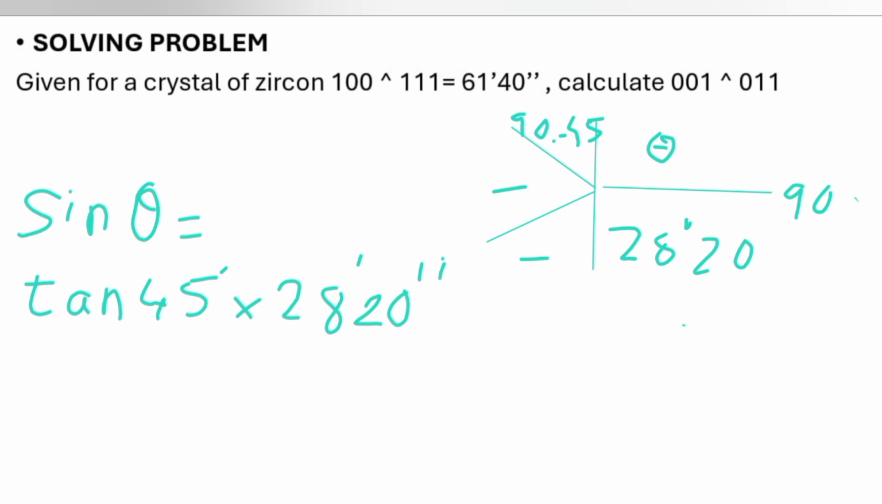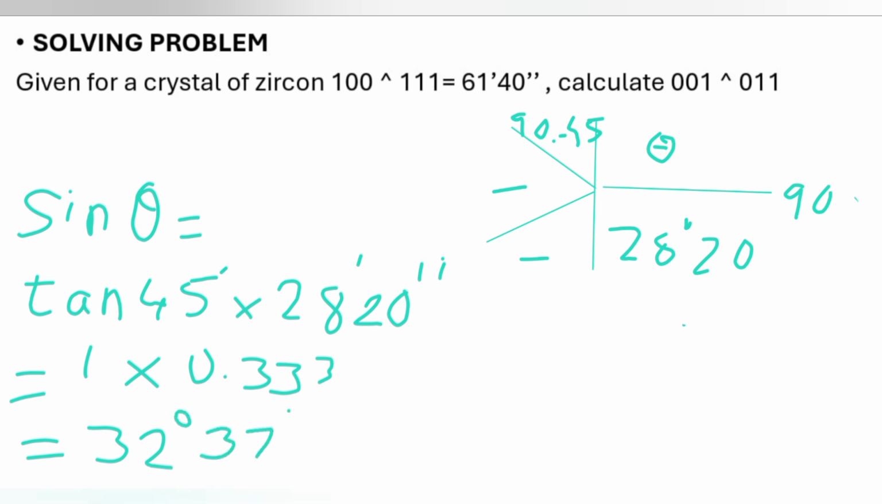By calculating, tan of 45 degree is 1 and tan of 28 degree 20 minutes is 0.33. Sorry, I just forgot to add the tan for 28 degree 20 minutes. So sine theta is 1 into 0.33, and taking sine inverse, theta is equal to 32 degree 37 minutes. So that is the answer. That is how we solve using Napier's rule.